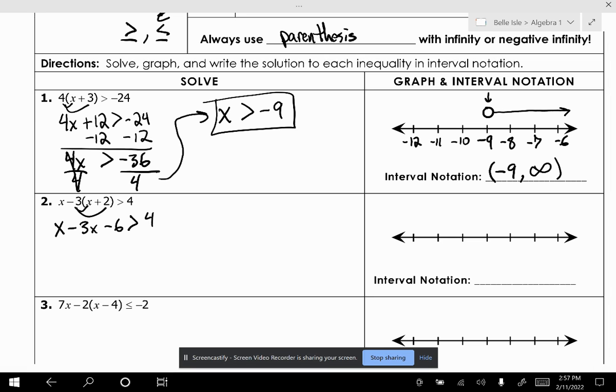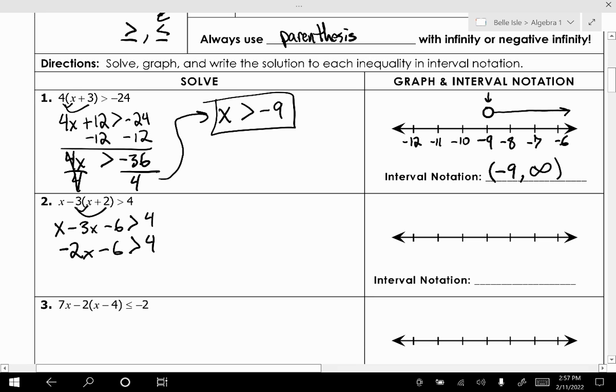Next step would be to combine like terms. I have x minus 3x. It's going to be negative 2x minus 6 is greater than 4. What's my next step? Add 6 on both sides. It's going to give me negative 2x is greater than 10. So I'm going to move over here. Negative 2x is greater than 10. What's my last step?